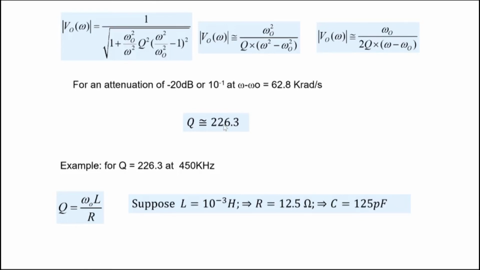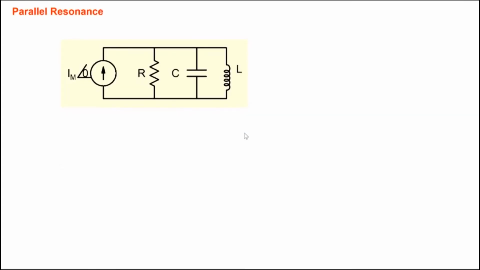Now there are applications where you're not happy with minus 20 dB, you want maybe minus 40 dB or minus 60 dB attenuation, and therefore even higher values of Q would be required in those cases. You may require a Q of maybe 10 to the power 4 or even higher. Okay, so let's come to the complementary circuit, which is the parallel resonance circuit.